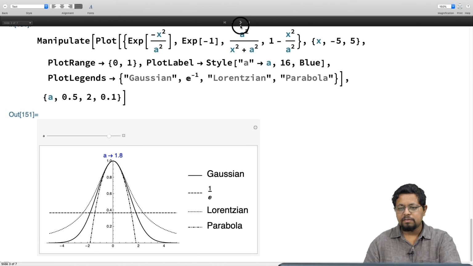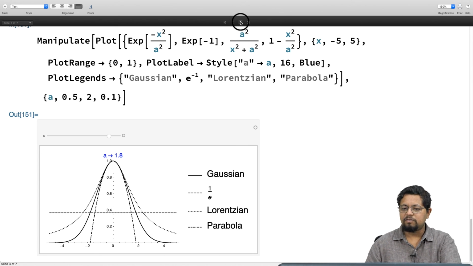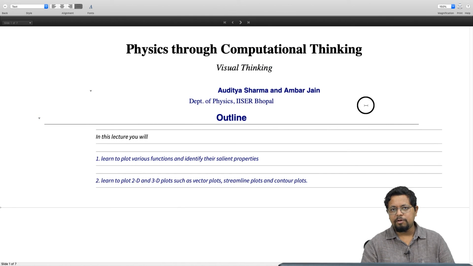Those were some of the examples where we studied salient properties of the functions. That will be all for today, and we'll continue with more interesting things next time.